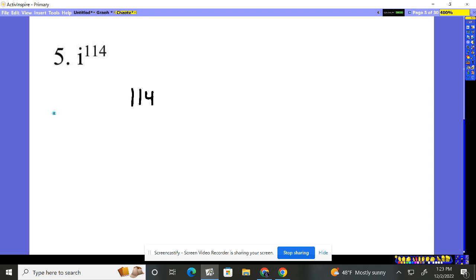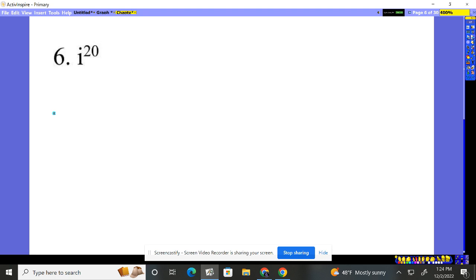Next, i to the 114th. 114 divided by 4. What is 114 divided by 4? It's 28.5, I think. Yep, 28.5. What does that represent? That's the same as like 50 cents. That's 2 quarters. So in other words, we had 2 i's left over. 2 i's. What's an i times an i? That's a -1.